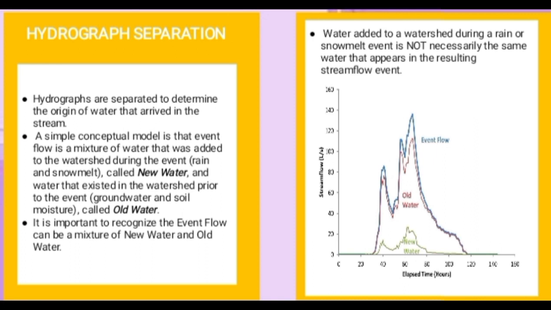It is important to recognize that event flow can be a mixture of new water and old water. Water added to a watershed during a rain or snowmelt event is not necessarily the same water that appears in the resulting stream flow event.